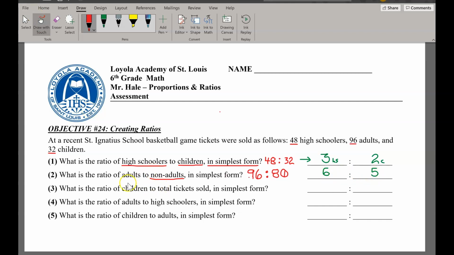Okay, number 3. What is the ratio of children to total tickets sold? Okay, so children, we know from up here, is 32.